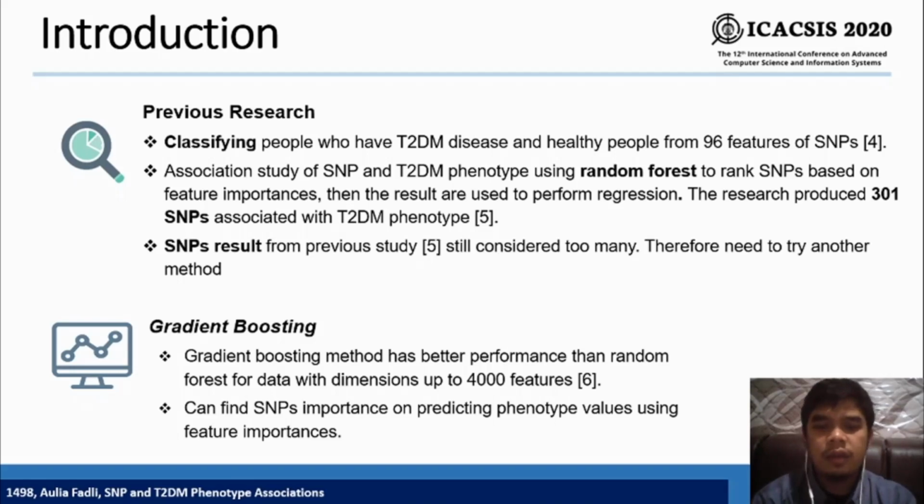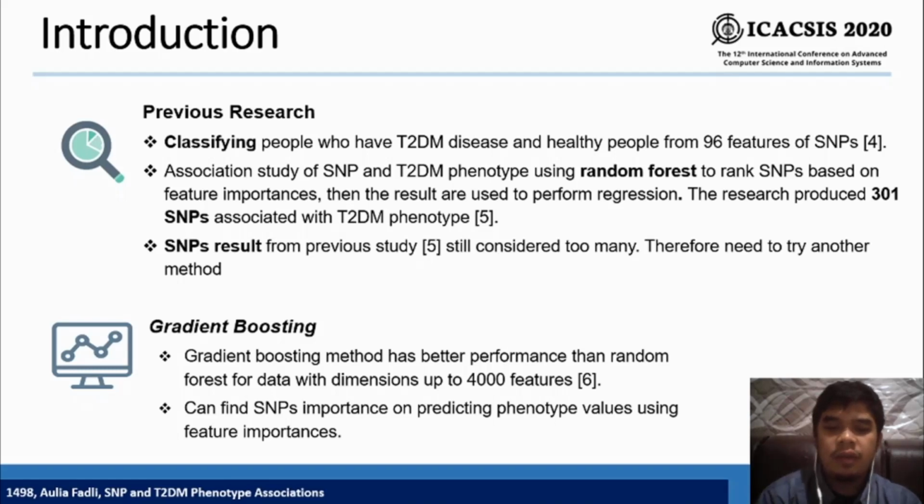And then Tresnawati, in 2019, conducted association studies of SNP and T2DM phenotype using random forest to rank SNPs based on feature importances. Then the results are used to perform regression. Her result produced 301 SNPs associated with T2DM phenotype. But this result yielded too many SNPs, which could make validation tasks in the laboratory become expensive. Therefore, it is necessary to try another method in order to reduce SNPs which are associated with T2DM phenotype.